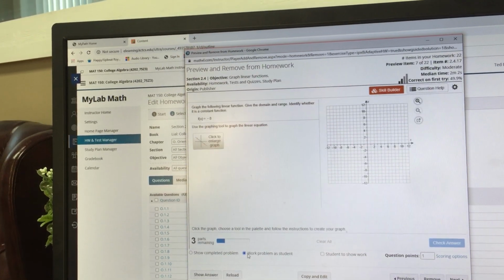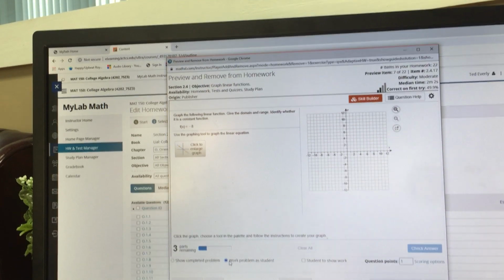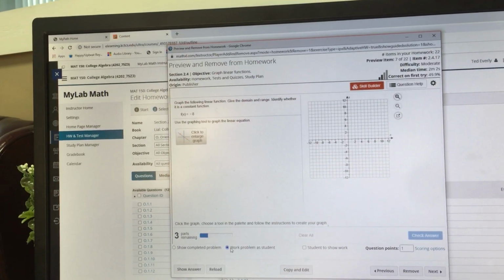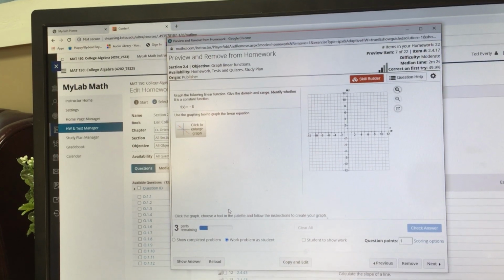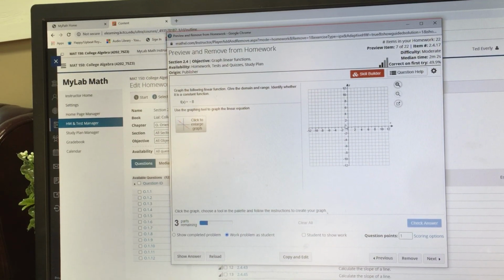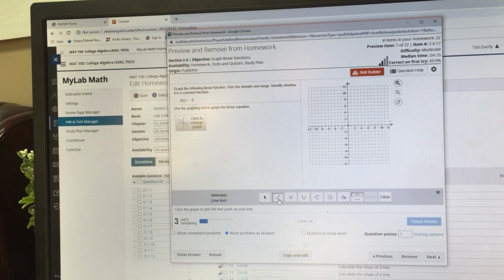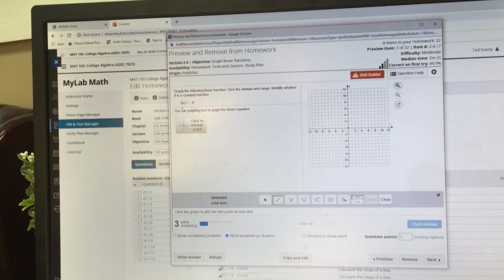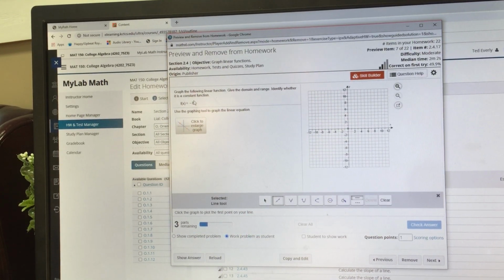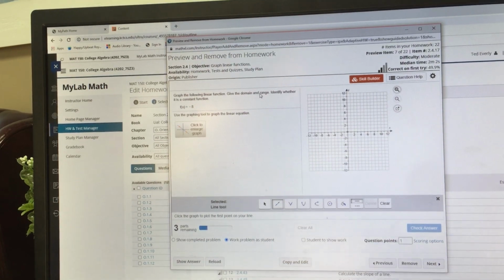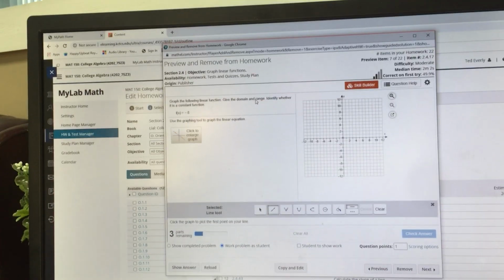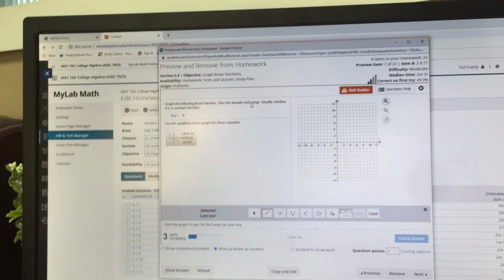Get it loaded up here. In this one, graph the following function. Give the domain and range. We're going to click on it, and then we're doing a line. Now this one actually is constant because you see there's no x value in here at all. That's a dead giveaway right there that this one is constant.